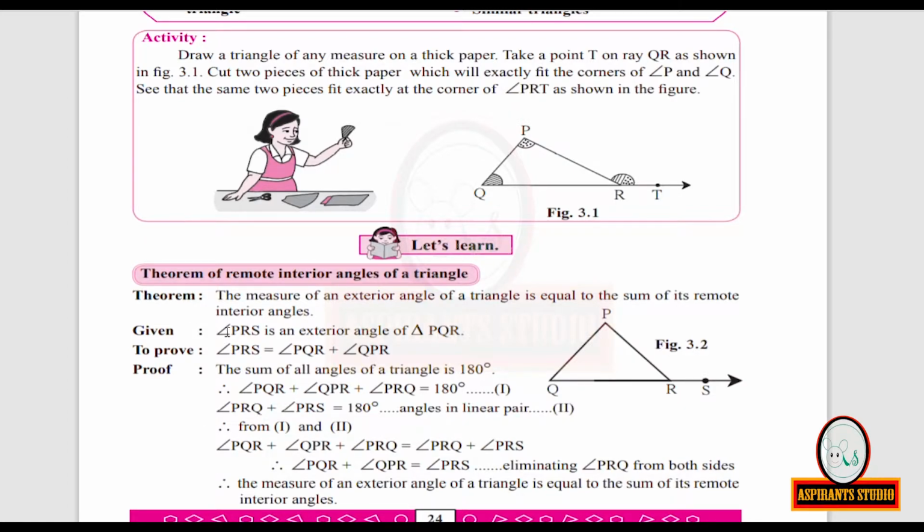Now coming to the proof of this theorem. Now look at figure 3.2. We have a triangle PQR and angle PRS is the exterior angle of triangle PQR. We have to prove the measure of an exterior angle of the triangle is equal to the sum of its remote interior angles. That is, we have to prove measure of angle PRS is equal to measure of angle PQR plus measure of angle QPR.